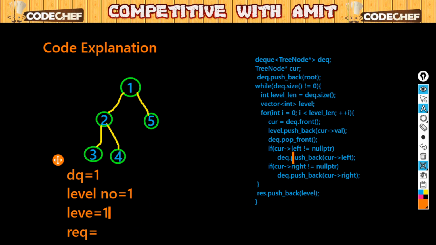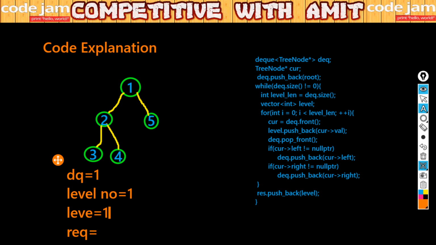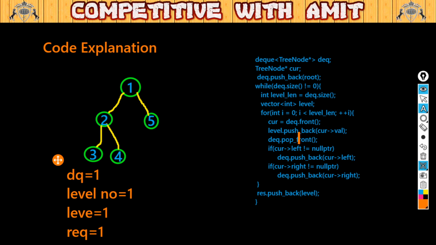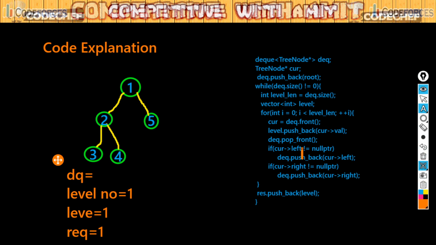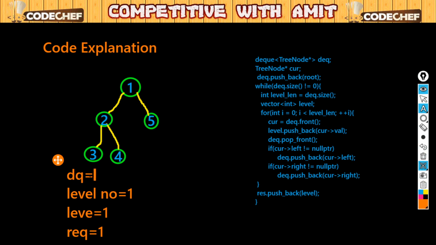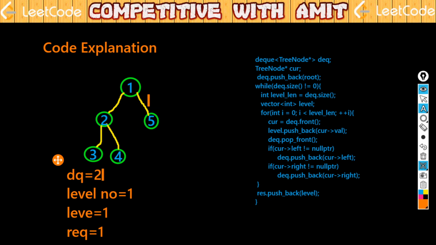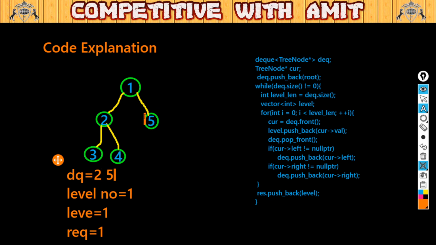And after the loop, since it runs one time only, the 1 has been pushed back, and then this 1 will be stored in this res or pre-answer. After that, this value will be popped from the DQ, so it will become empty. Now I will check the current element, which is this DQ's front. I'll check if its left element is there or not. If the left element is there, then I'll push back that value. If its right element is there, then I'll push back this value.